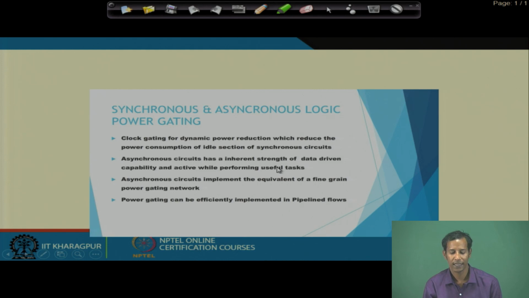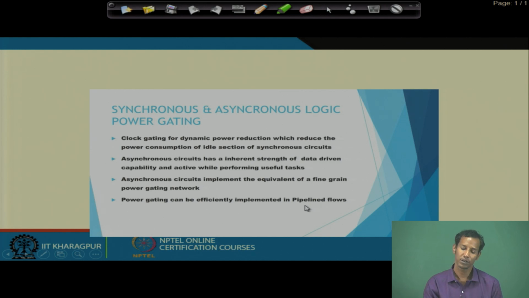So, now then again another thing is, how you can do synchronous and asynchronous logic power gating. So, clock gating for dynamic power reduction, which reduces the power consumption of idle sections of synchronous circuit. Asynchronous circuit has an inherent strength of data driven capability and is active only while performing useful task. Asynchronous circuits implement the equivalent of a fine grained power gating network. Power gating can be efficiently implemented in pipeline flows.